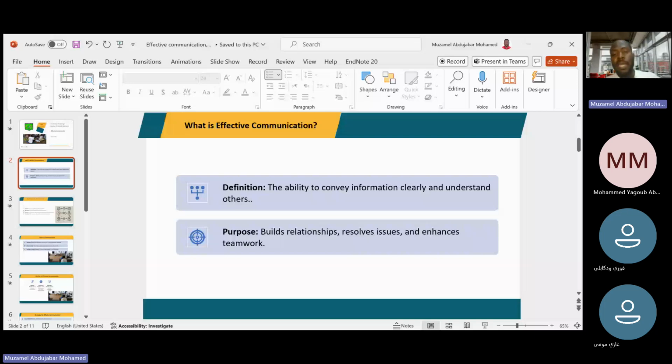Additionally, good or effective communication can resolve issues. If there is some problem between two people or two parties, using effective communication can help you resolve that issue. Lastly, it enhances teamwork. One of the benefits of effective communication is that it helps us understand each other, which supports us in doing good teamwork. This is the main objective of effective communication.